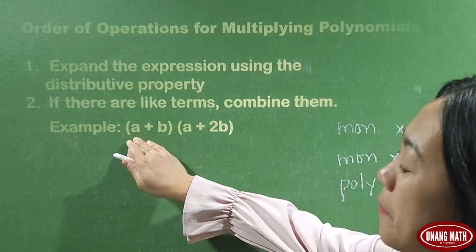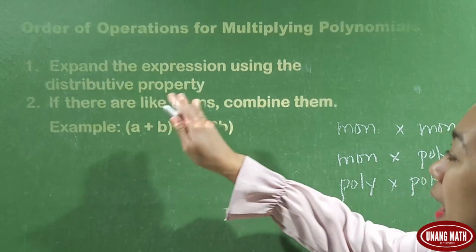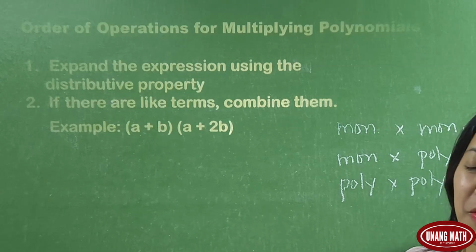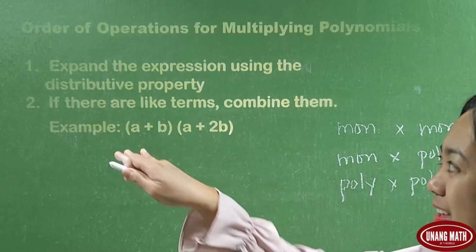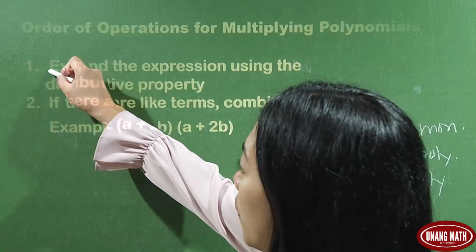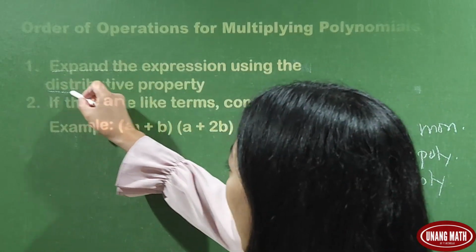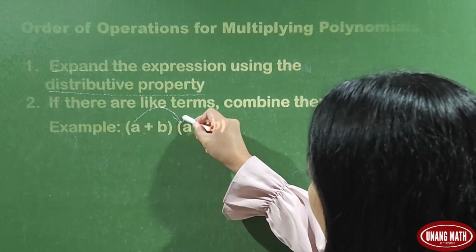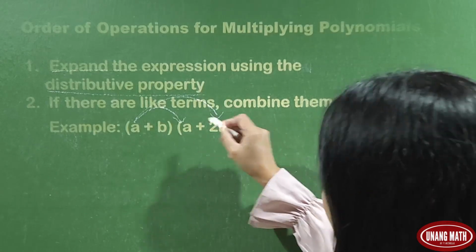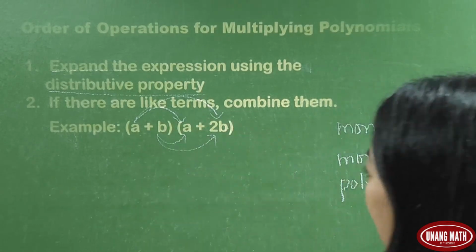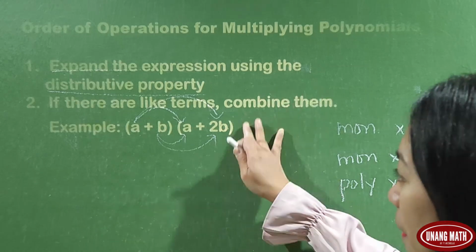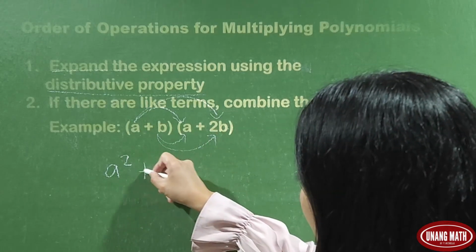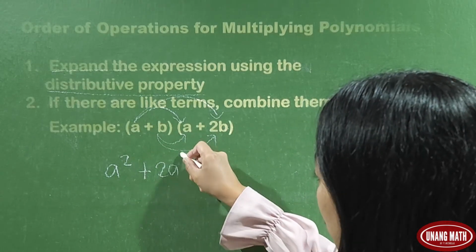And we have this example, a plus b, so this is a polynomial, times another polynomial, a plus 2b. So, how are we going to multiply these polynomials? First, we will expand the expression using the distributive property. In here, a times a, and then a times 2b, b times a, and this is b times 2b. So that's the distributive property. A times a, we have a squared. A times 2b is 2ab, so we have plus 2ab.